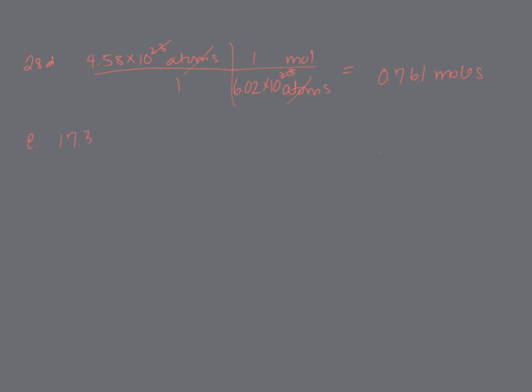E, we have 17.3 liters, and I want to get to moles, and it does say at STP. So if it says at STP, it just means that you can use this relationship. Mole is mentioned, so it's only 1 conversion. Liter comes down, mole goes to the top. We're putting 1 next to mole, 22.4 liters on the bottom. And so I get 0.772 moles.